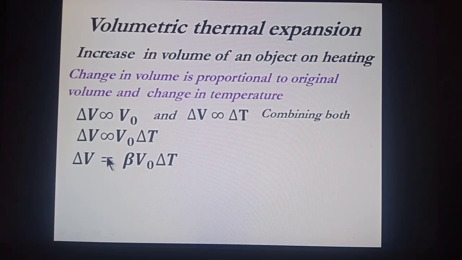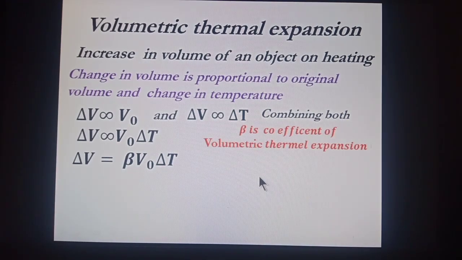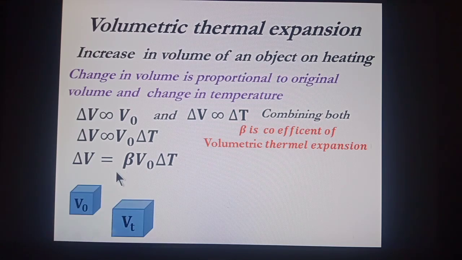Again, when we replaced sign of proportionality with sign of equality, we multiplied on the right side with a constant that is called coefficient of volumetric thermal expansion. Beta is coefficient of volumetric thermal expansion. Now students, let us consider the example of an object whose original volume is V naught. When it is heated through temperature delta T, its volume becomes Vt. So V naught is the volume at 0 degree centigrade and Vt is the volume at T degree centigrade.